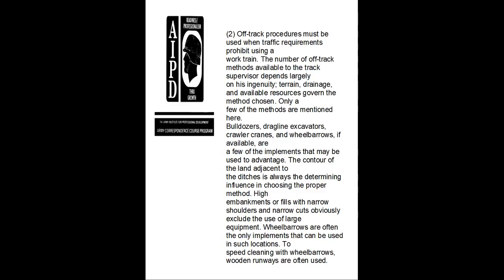The methods available to the track supervisor depend largely on his ingenuity, training, drainage, and available resources, which govern the method chosen. Only a few methods are mentioned: the bulldozer, dragline, excavators, crawler cranes, wheelbarrows, if available, and a few implements that may be used to advantage. The contour of the land adjacent to the ditches is the determining influence in choosing the proper method, such as high embankments, fills, and narrow shoulders.